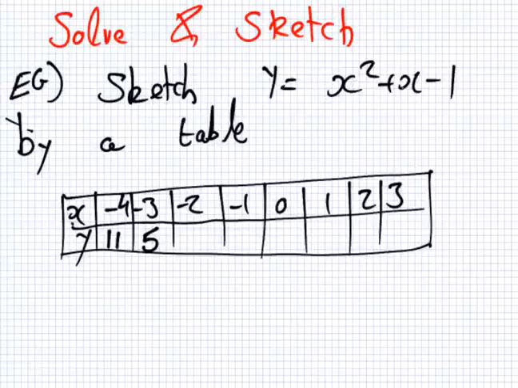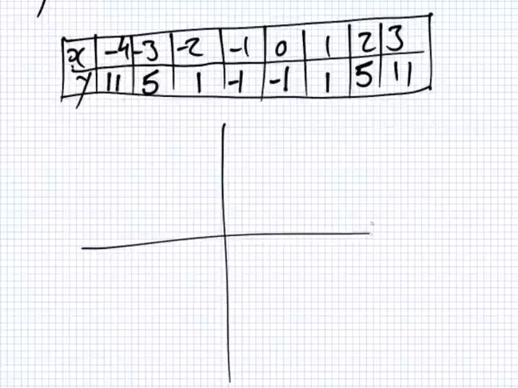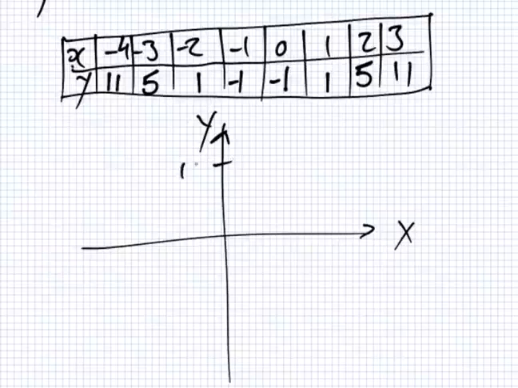Okay, so if I put in minus 4, I'll get 16 minus 4 is 12, minus 1, 11. Minus 3 squared is 9, minus 3, 5. Minus 2 squared is 4, minus 2, minus 1. Minus 1 gives minus 1. 0 gives minus 1 again. And then this is 1, 5, 11.